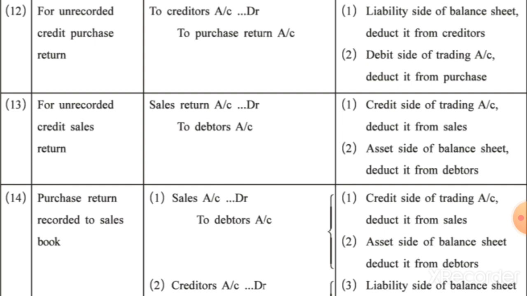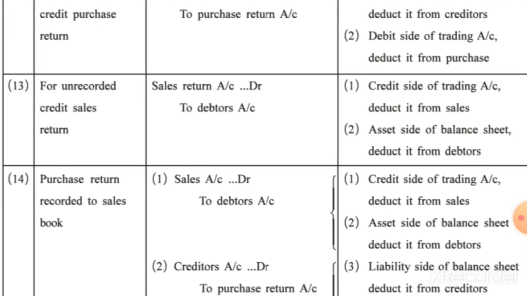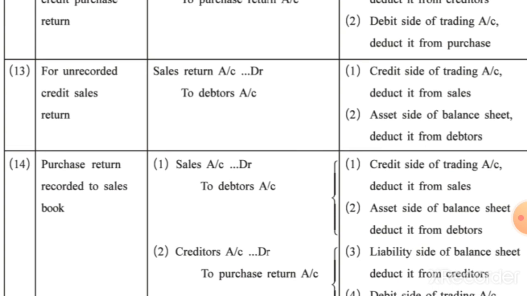So the first effect would be on the credit side. So a total of 4 effects would be there for this adjustment. First, to rectify the mistake, 2 effects would be there, and then to give the correct effect you have to give another 2 effects. So the first effect you can see is sales account debit to debtors account credit. So on the credit side of trading account, deduct from sales, because it was not sales but by mistake you recorded it in the sales book, so you have to subtract from sales.